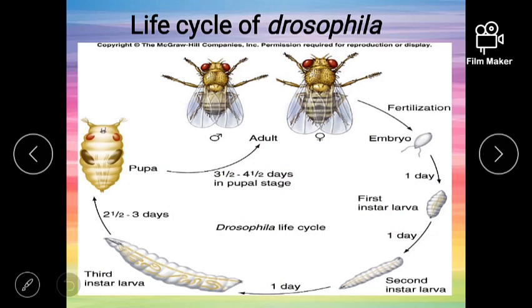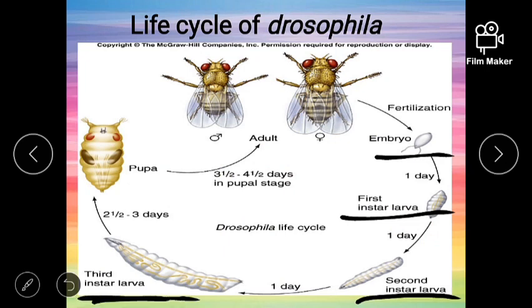Now we will study about the life cycle of Drosophila. The adult lays eggs, they become embryo, then after 1 day they become first instar larva, then they grow, and after 1 day they become second instar larva, then they grow again and become third instar larva, and after 2.5 or 3 days they become pupa, and pupa matures to adult within 3.5 to 4.5 days. So the life cycle completes in 7 to 8 days.